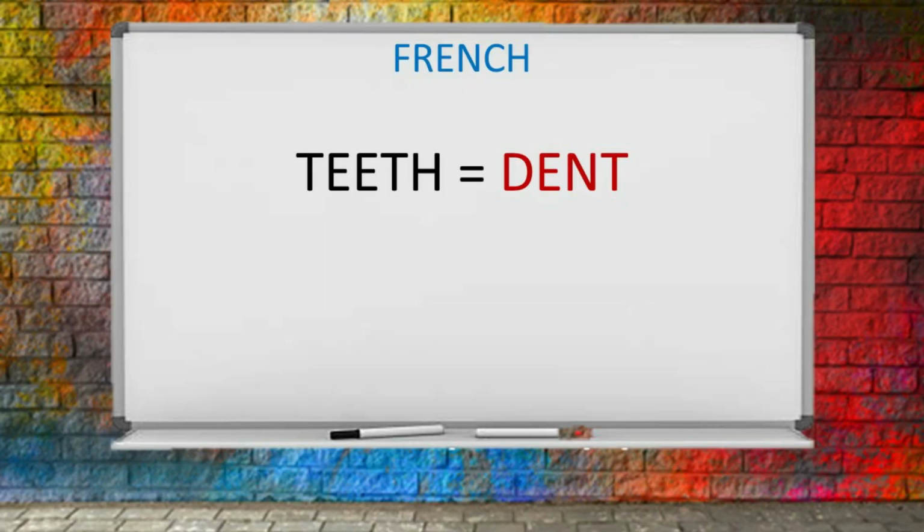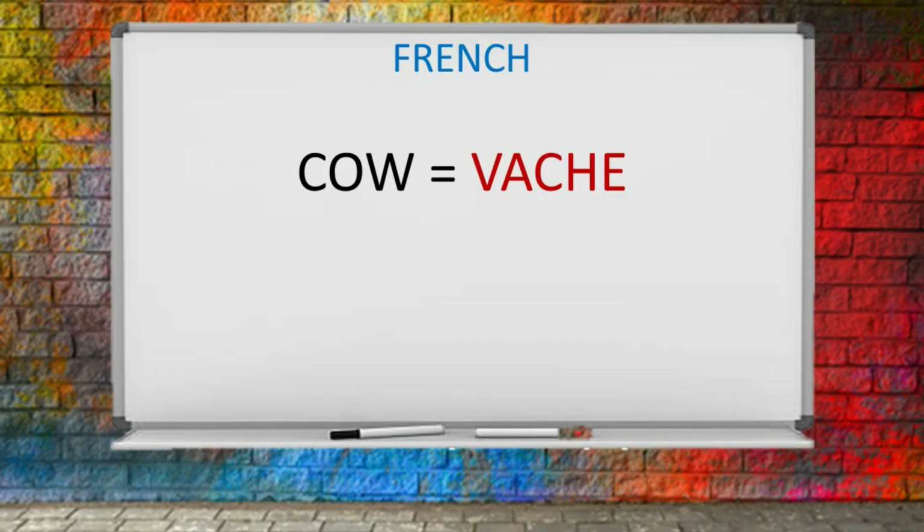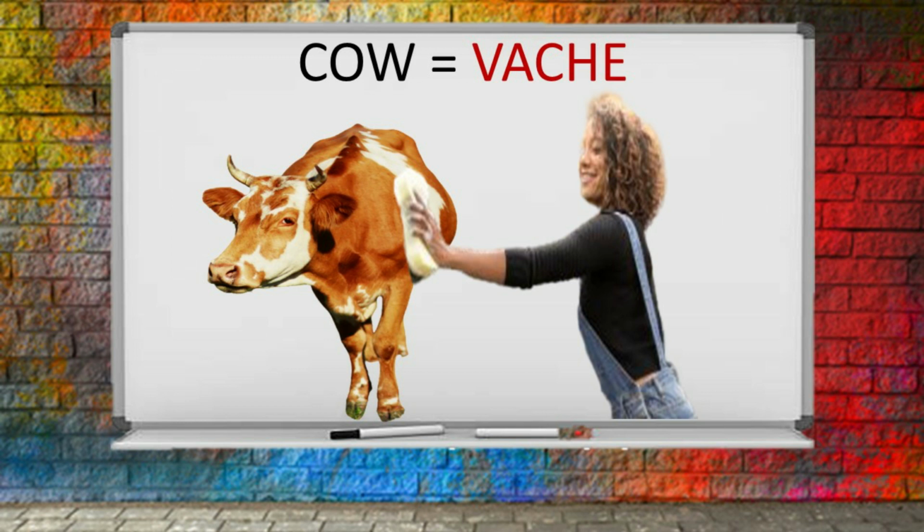And while you're shivering, maybe your teeth are chattering. So the word teeth is dent. Spelled D-E-N-T. Looks like dent, but it's pronounced dent. Don't dent Don's teeth. The next word, cow, and that is vache. Sounds like wash. My cow is dirty, so we're going to go wash the cow. Vache the cow? Now that's silly.